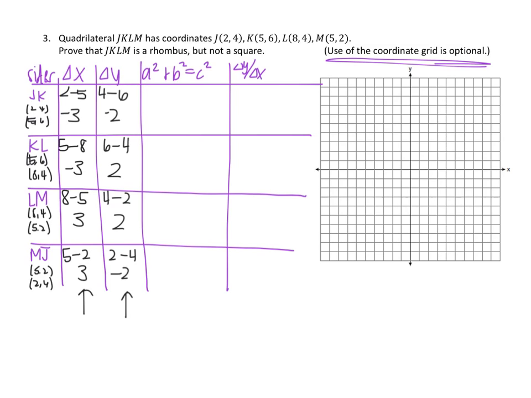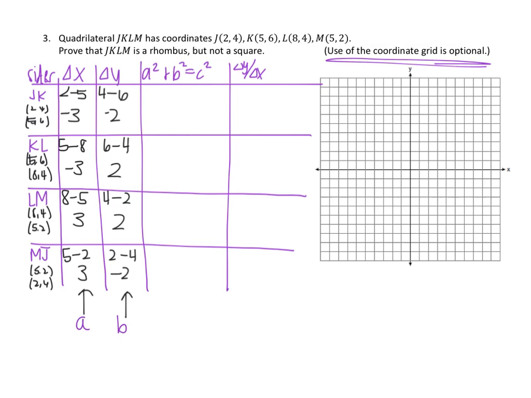Okay, so I found my changes. I showed my work. Now these values become A and B. Check your answers with mine before we move on. If you need to pause the video, that's fine. But now we're going to plug them into Pythagorean theorem.